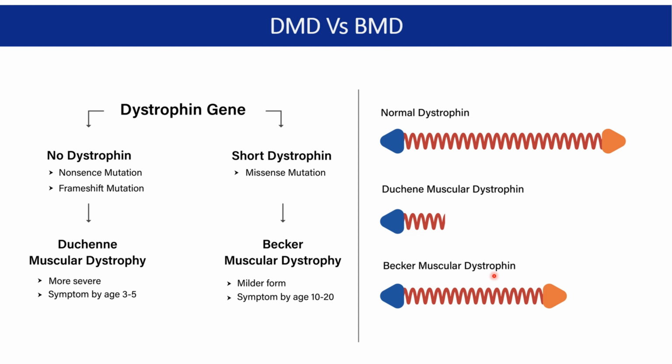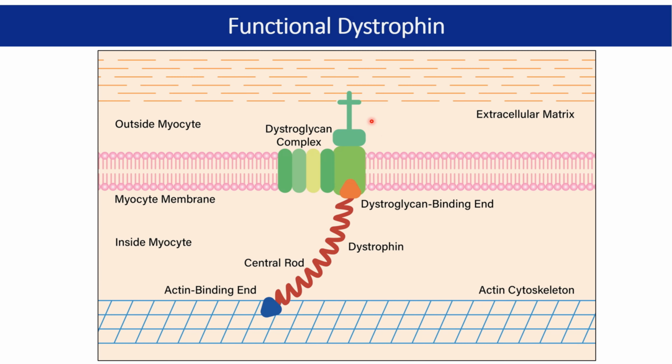And in Becker muscular dystrophy, the dystrophin is shorter compared to the original form. So that's why it partially provides the function of the normal dystrophin. That's why this condition is the milder form, and the symptoms appear at 10 to 20, compared to Duchenne muscular dystrophy, which is the more severe form. So that's why the symptoms appear pretty early. So this is the total picture with all the labeling I have done.